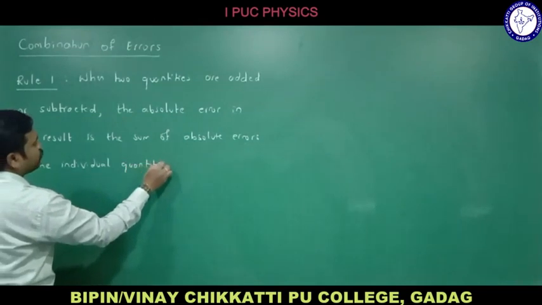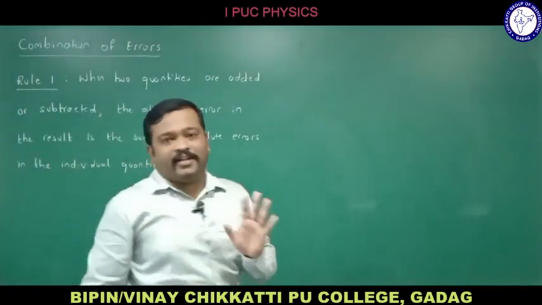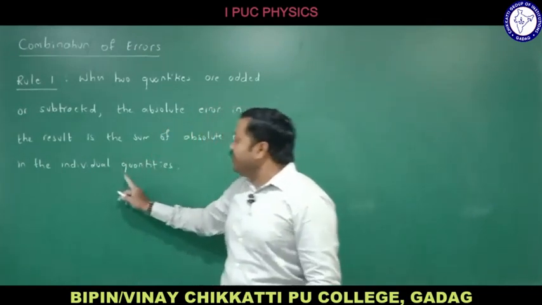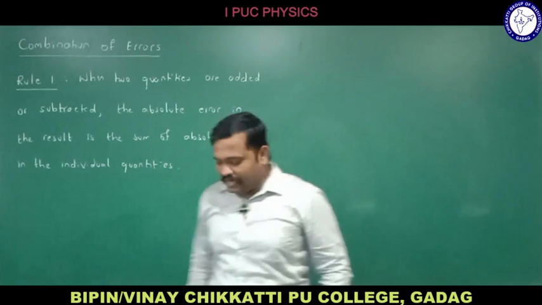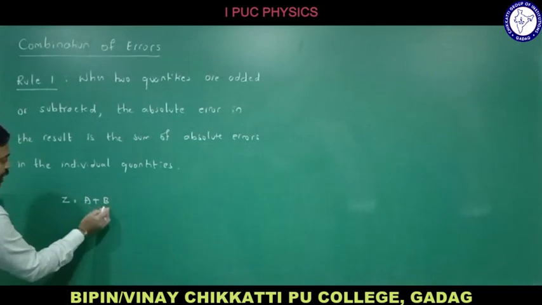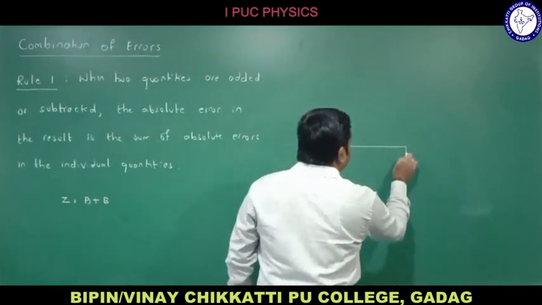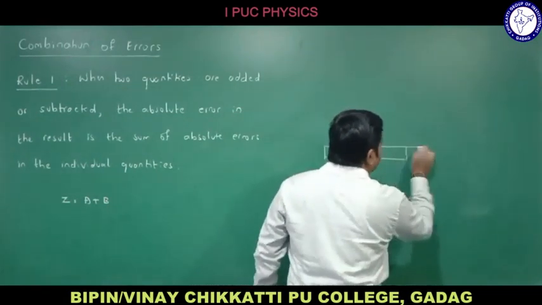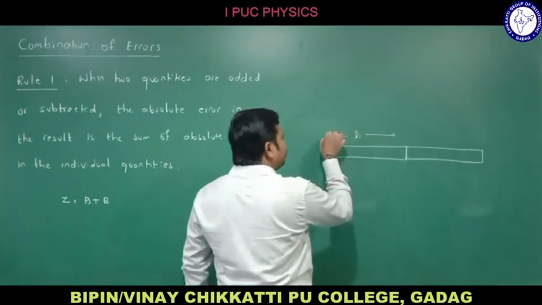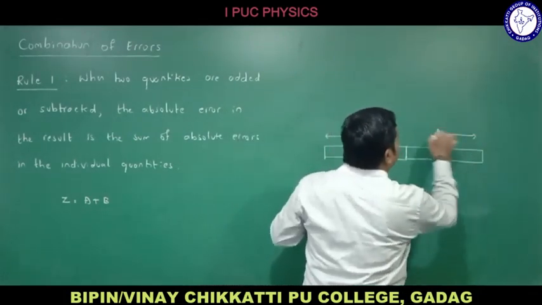Okay, let us understand about individual quantities now. The first rule says that when two quantities are added or subtracted, let me take two quantities, I will be adding and subtracting. The absolute error in the result is the sum of absolute errors in the individual quantities. For example, let me take z equal to a plus b. There are two quantities, I am adding them, I am getting z. For example, if I am taking one rod here and I will be considering another rod here. First, I will be measuring the length of this rod. There will be error here. Then I will be calculating the length of this rod.